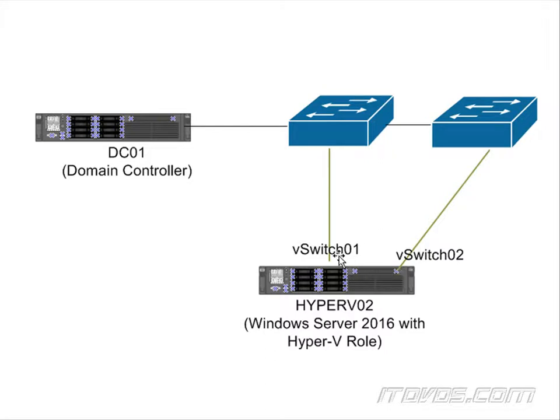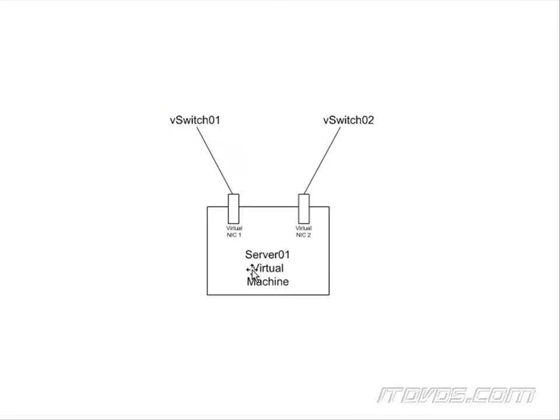So we're going to have vSwitch 01 and vSwitch 02. They're going to be connected to different switches. These switches are going to be on the same subnet. And on our virtual machine here, we're going to have two virtual NICs. One virtual NIC is going to be connected to vSwitch 01. The other virtual NIC is going to be connected to vSwitch 02. And then within the guest operating system, we're actually going to create a team with these two virtual NICs.